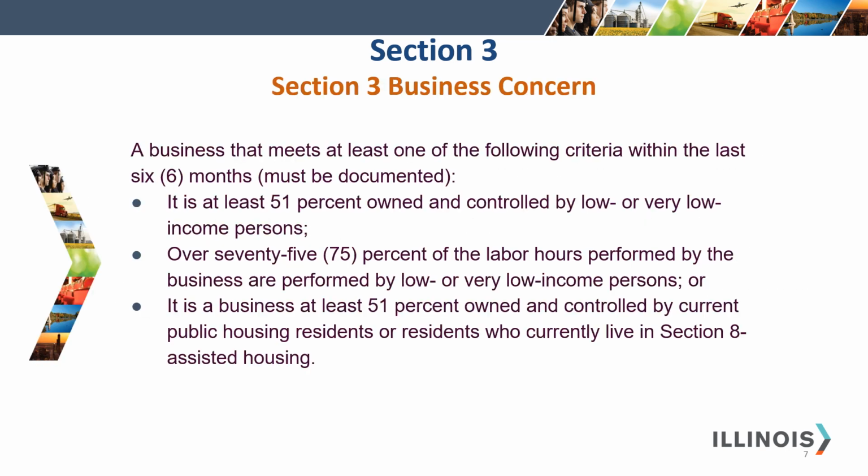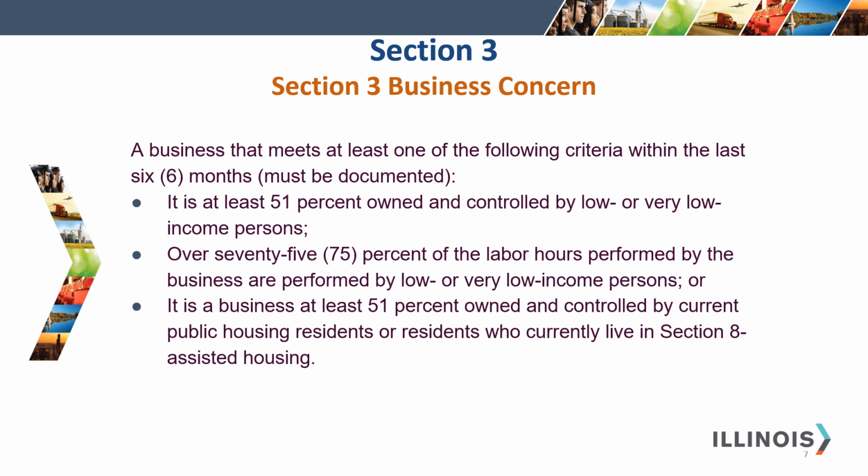A Section 3 business concern is a business that meets at least one of the following criteria within the last 6 months and must be documented. It is at least 51% owned and controlled by low or very low income persons. Over 75% of the labor hours performed by the business are performed by low or very low income persons, or it is a business at least 51% owned and controlled by public housing residents or residents who currently live in Section 8 assisted housing.